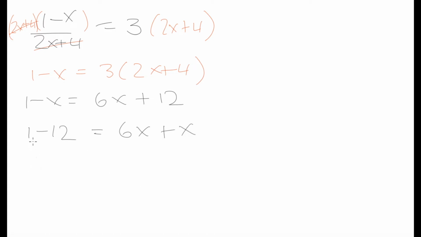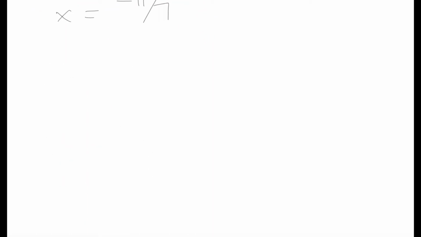And now we can solve. So 1 minus 12 is equal to negative 11. 6x plus x is equal to 7x. And if we want to solve for x, we're going to divide both sides by 7. So we're going to get x is equal to negative 11 over 7. Let's go over one more example.